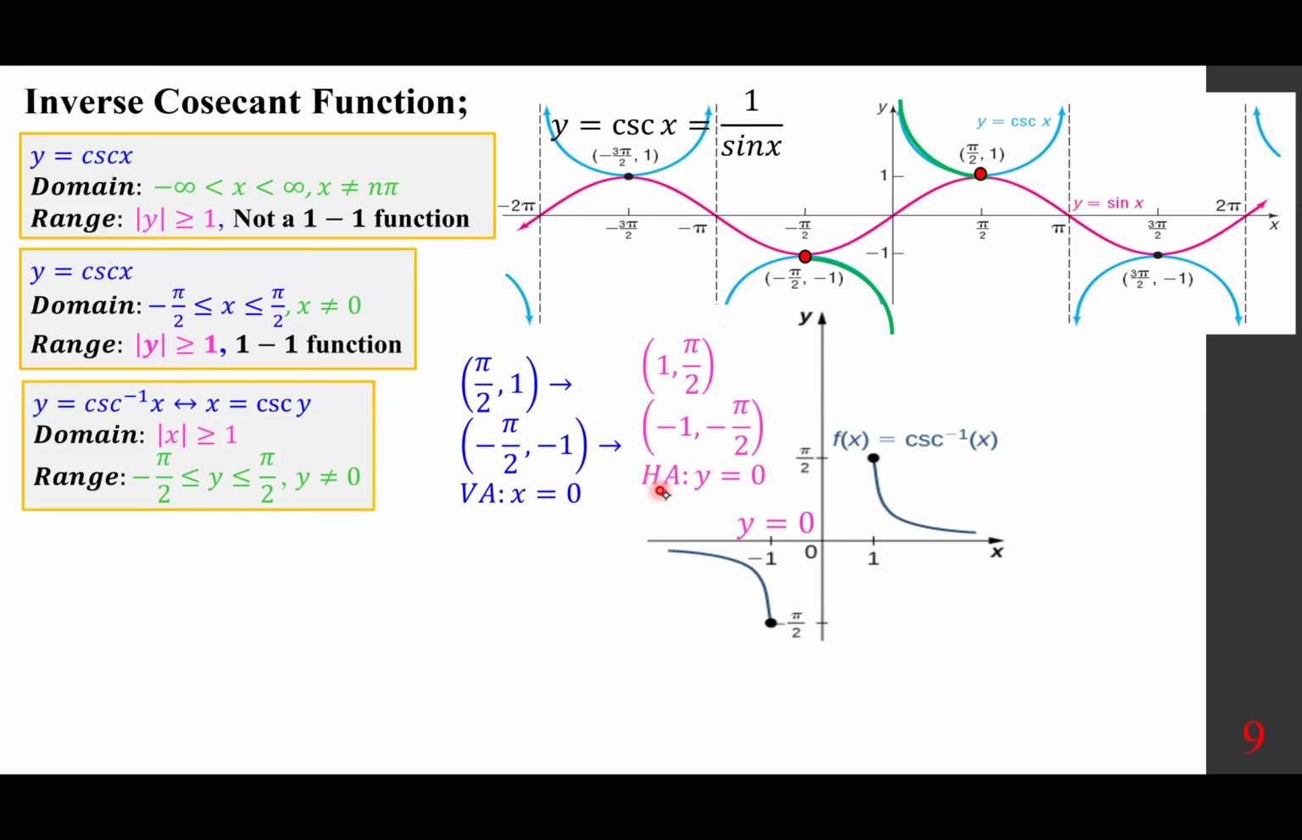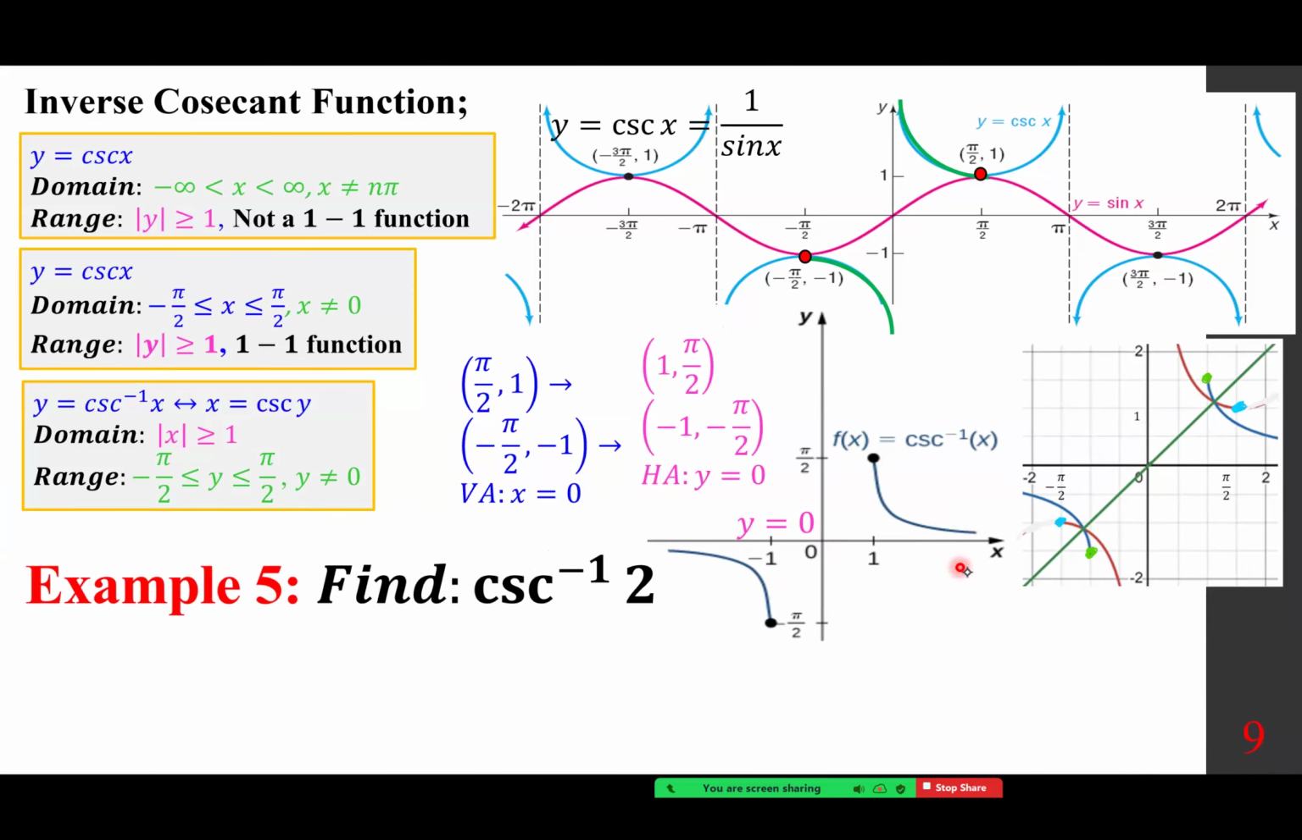Here's the graph. 1 power 2, negative 1 power 2, horizontal asymptote y equal to 0. And on the same set of axes, they look like that, symmetric with respect to the line y equals x. So the red one is that piece, and the blue one is that piece.